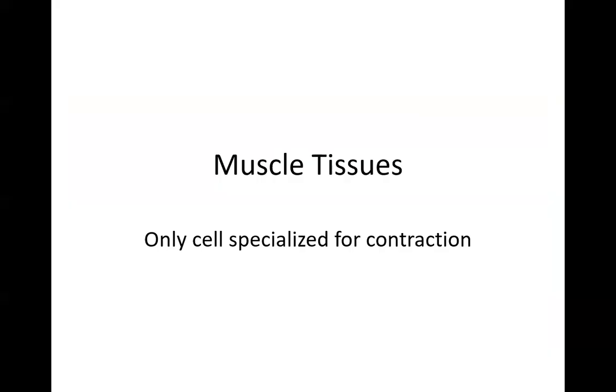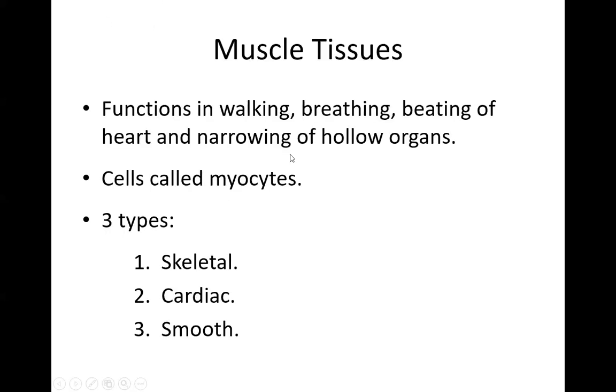Now, muscle tissue is only specialized for contraction. So when the muscle tissue is excited, it contracts. It does not relay a signal like the nervous tissue. So the functions are in walking, breathing, the beating of the heart, and the narrowing of the hollow organs. The cells are called myocytes. There are three types: skeletal, cardiac, and smooth muscle cells.